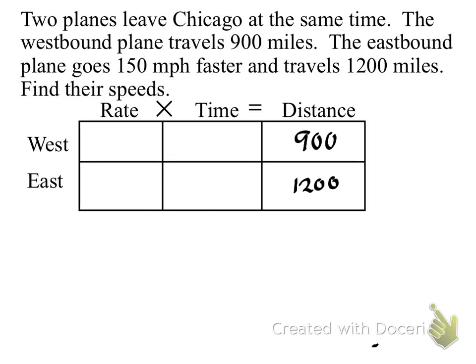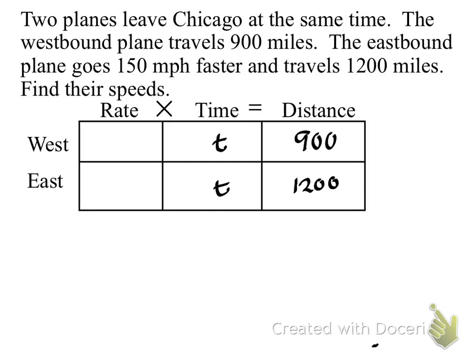Now let's talk about time. We leave at the same time. They're saying how long does it take them to go 900 and 1,200? They start at the same distance. 900 and 1,200. Tell me about the time. Yeah, it's the same. Do I know what it is? So we call it T. Okay?